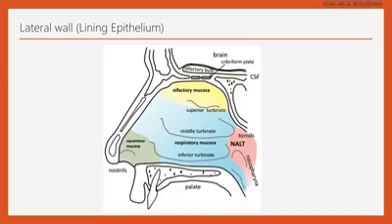Now, if we want to see the lining epithelium of the lateral wall of the nose, it can be divided into three parts. They are the vestibule, respiratory, and the olfactory parts. The vestibule is lined by the skin. The respiratory epithelium is lined by the ciliated pseudostratified columnar epithelium, and the olfactory region is lined by the bipolar olfactory cells and tall columnar supporting cells and basal cells.